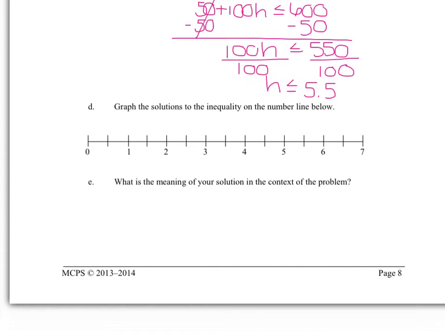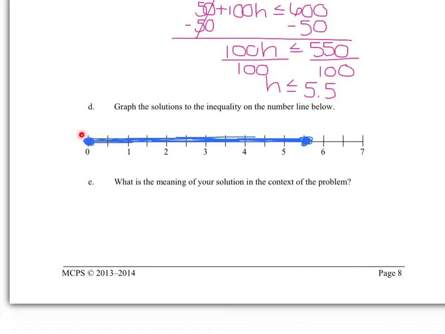Next part, graph the solutions to the inequality on the number line below. Well, if you remember, starting at 0, we're going to pay $50 for the plumber to come out. So 0 is included, and we go to 5.5. And everything in between is going to be part of our inequality. So h is less than or equal to 5.5 is all of this. But remember, we have to stop at 0 because the plumber can't come for a negative amount of time.